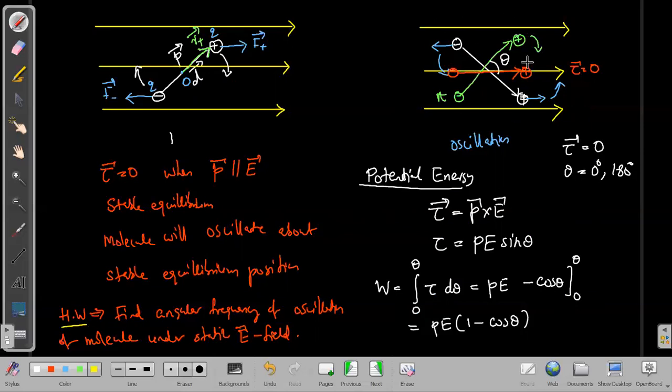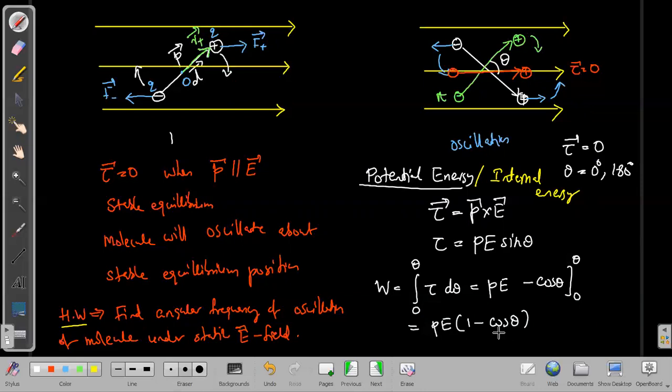And then in this problem, we have to calculate the potential energy or the internal energy of the system. Here the work is done by the electric field, so the change in internal energy or potential energy is due to the work done by the electric field. I can calculate the work done by integrating the torque over the angle theta. The torque is simply PE sine theta, and if you calculate the work done, we get PE(1 minus cos theta).